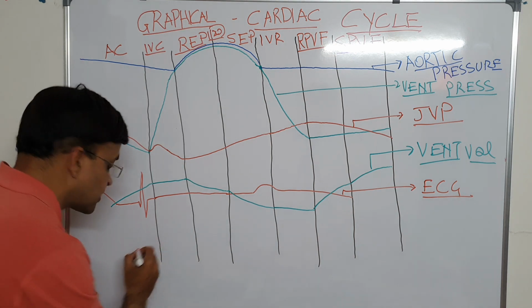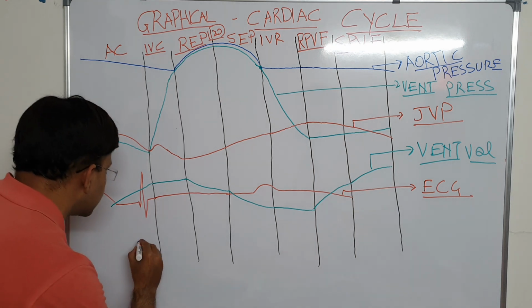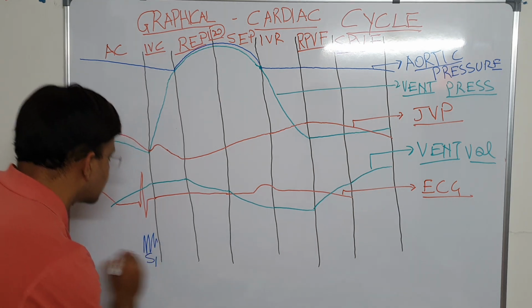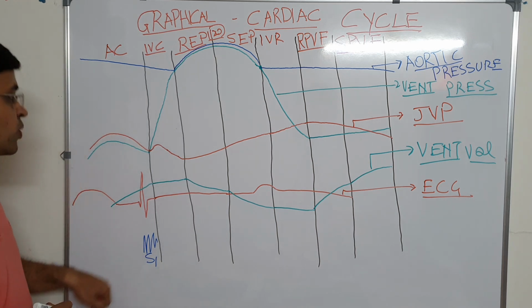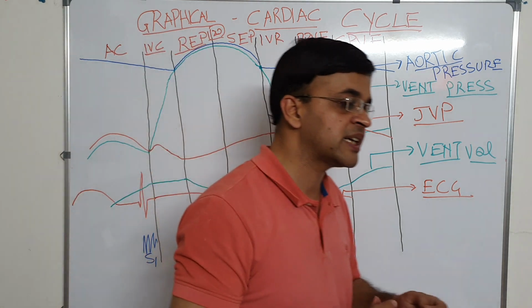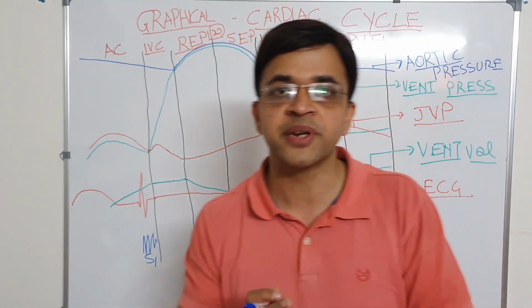So our first heart sound will be, let's draw this with blue, located somewhere over here, right? So this one is S1. What exactly is the second heart sound due to? The second heart sound is due to closure of the semilunar valves, which include the aortic valve and the pulmonary valve.